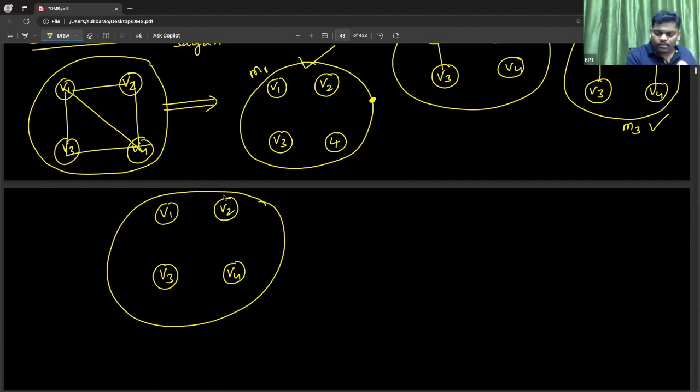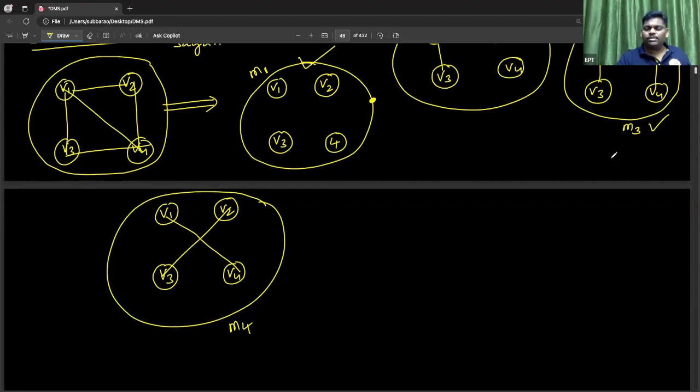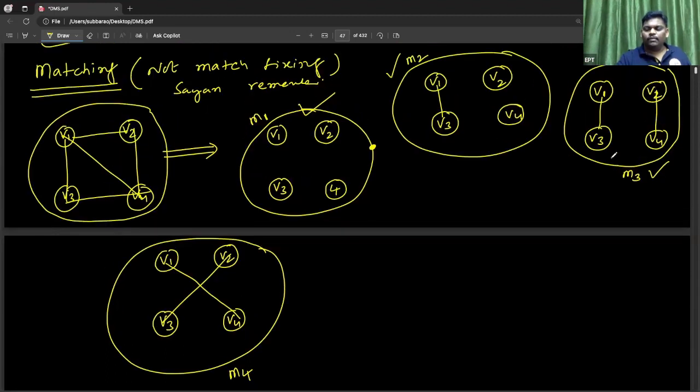Can anyone guess? Look carefully. Is it a matching? M4. Make it fast. I have written 4 diagrams. The first 3 are matchings. Is the last one a matching or not? Exactly. What is the answer?